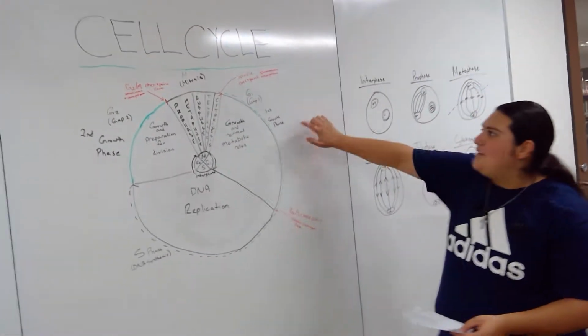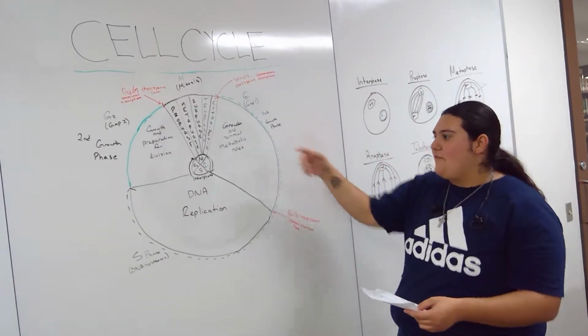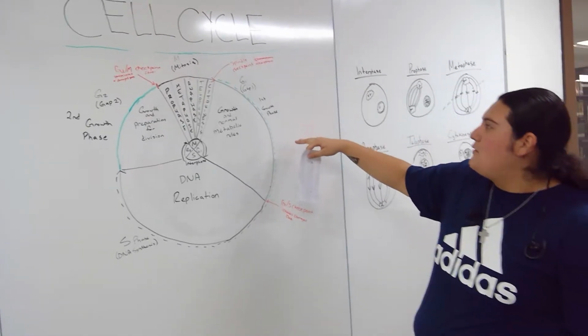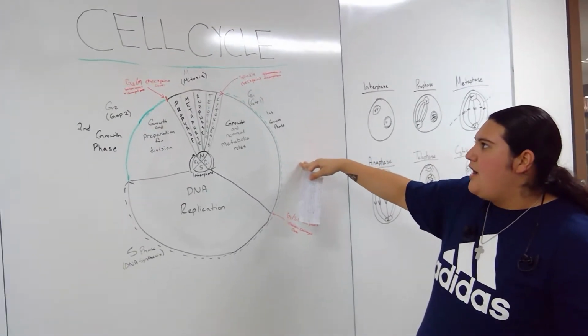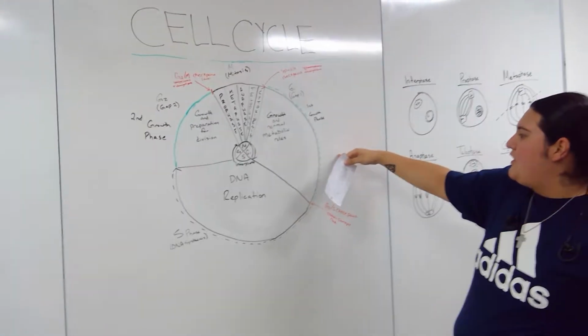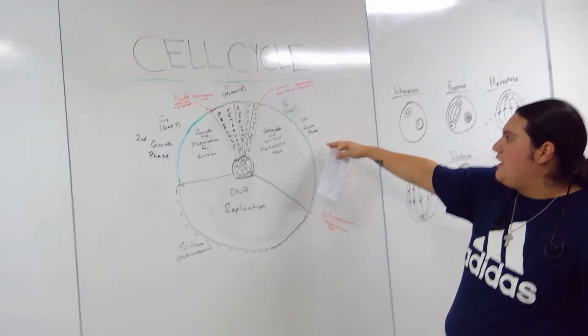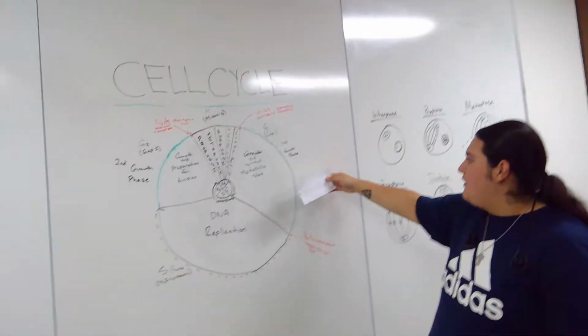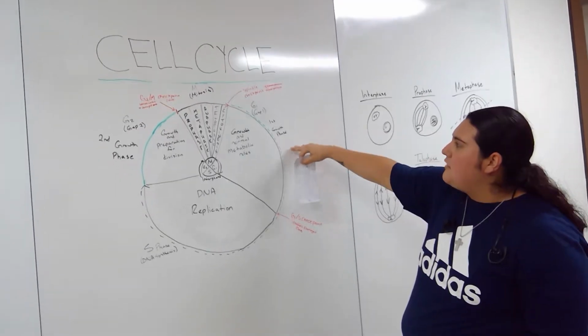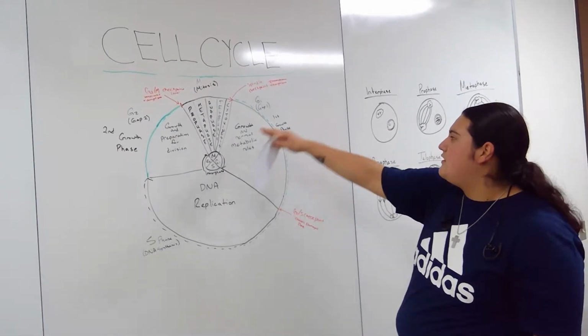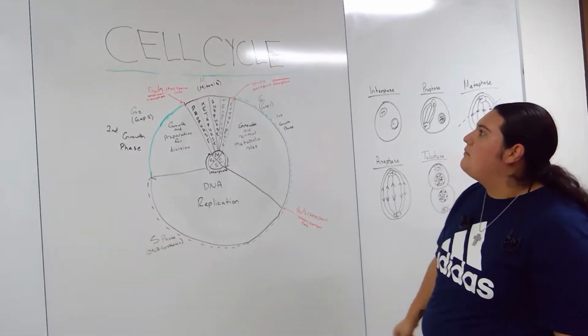Okay, so G1 is the first of the four phases. The cell grows larger physically, and it makes organelles, and it has the molecular building blocks, and it's also the first step for all of these. It's the starting step for all the later steps to come.